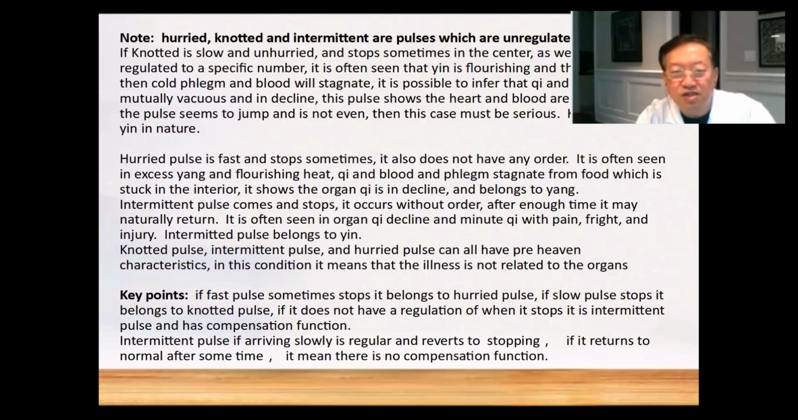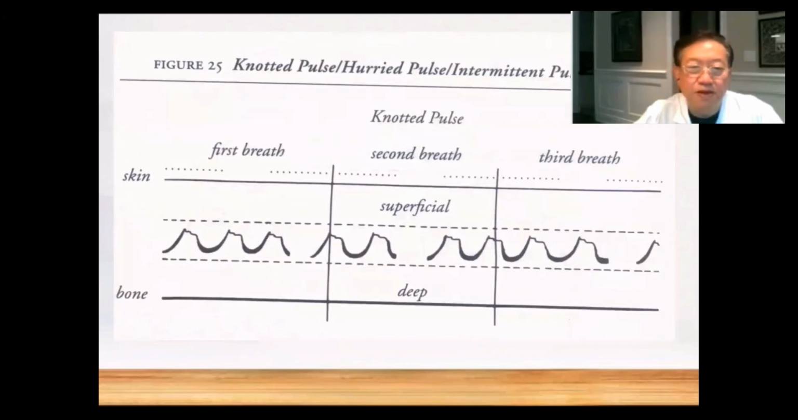Key points. If fast pulse sometimes stops, it belongs to hurried pulse. If slow pulse sometimes stops, it belongs to knotted pulse. If it does not have a regulation, or when it stops, it's intermittent pulse and has compensation function. Intermittent pulse, if arriving slowly, is regular and reverts to stopping. If it returns to normal after some time, it means there's no compensation function. Figure 25, knotted and hurried and intermittent pulse comparison.